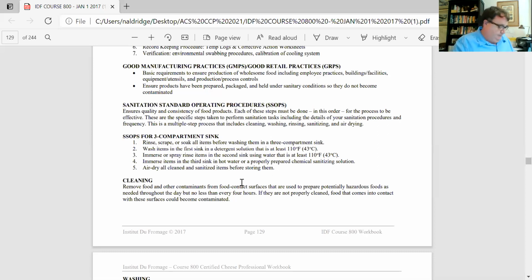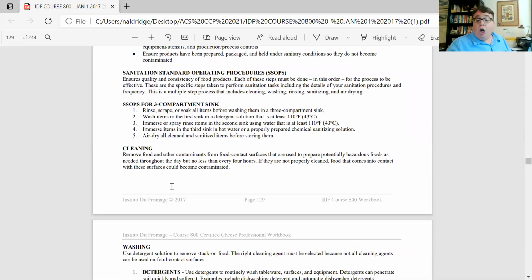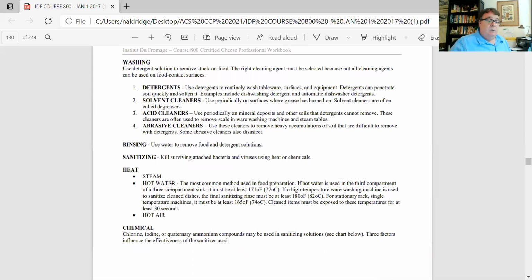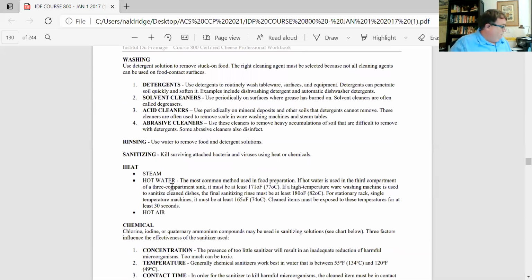Know those steps. Okay. And now for here, cleaning. Anytime you see anything for cleaning, know that too. So again, page 129, pretty darn important. Let's move to 130. Washing again. I've got these cleaners. Know the differences between a detergent, a solvent cleaner, an acid cleaner, and an abrasive cleaner. Know the differences between those four.